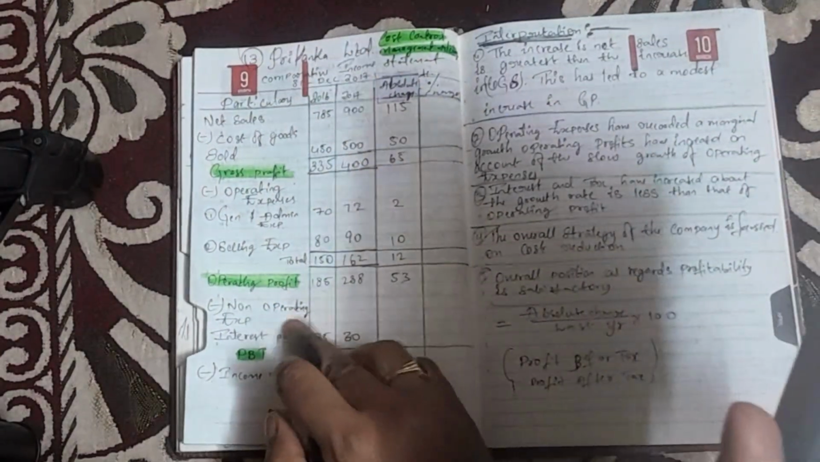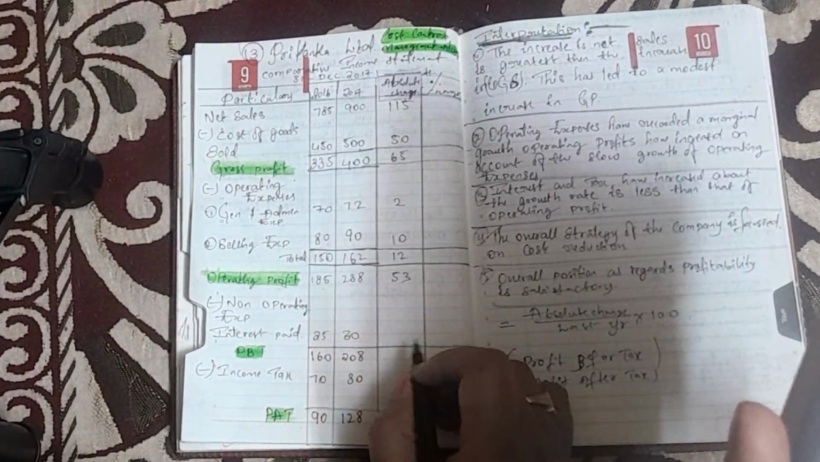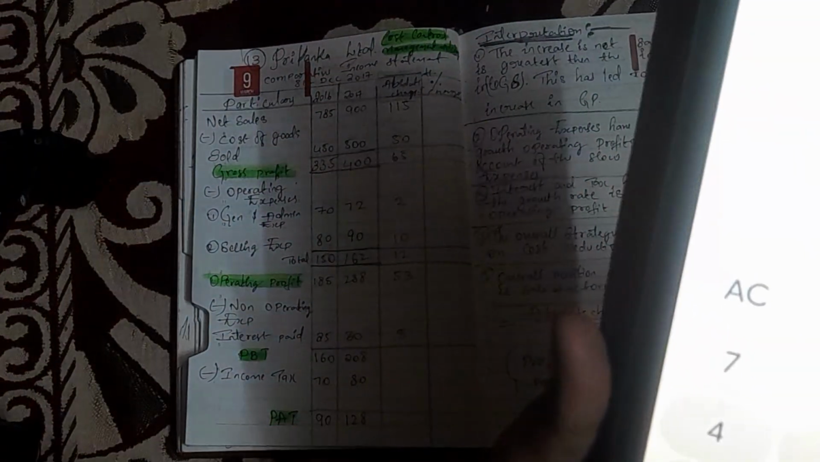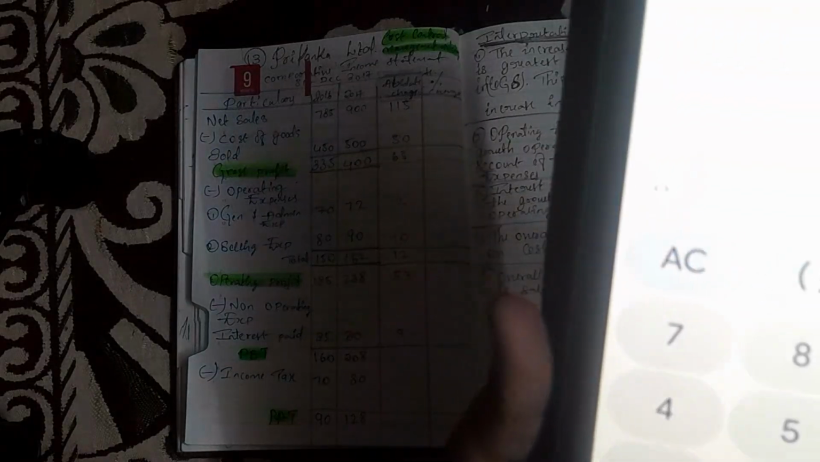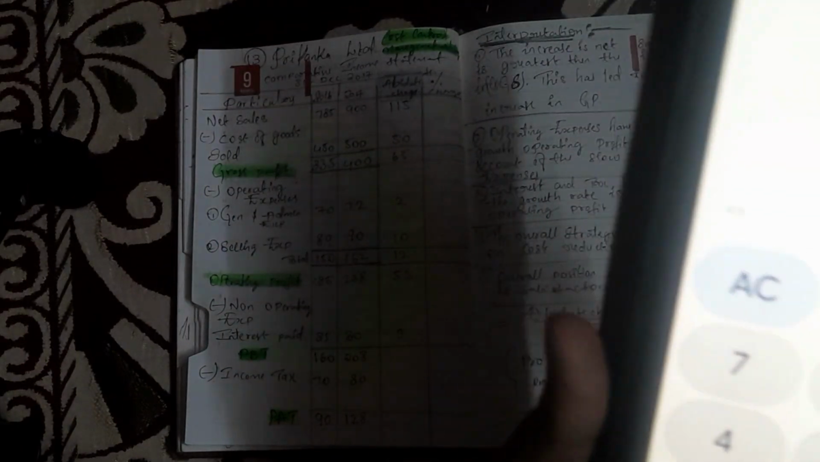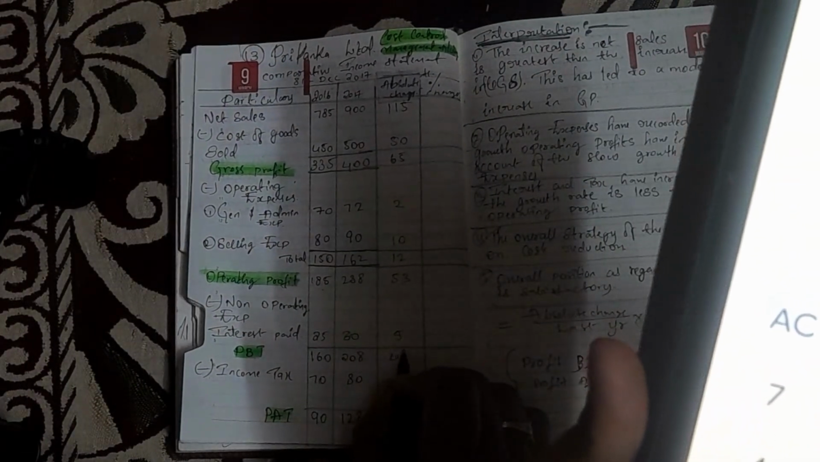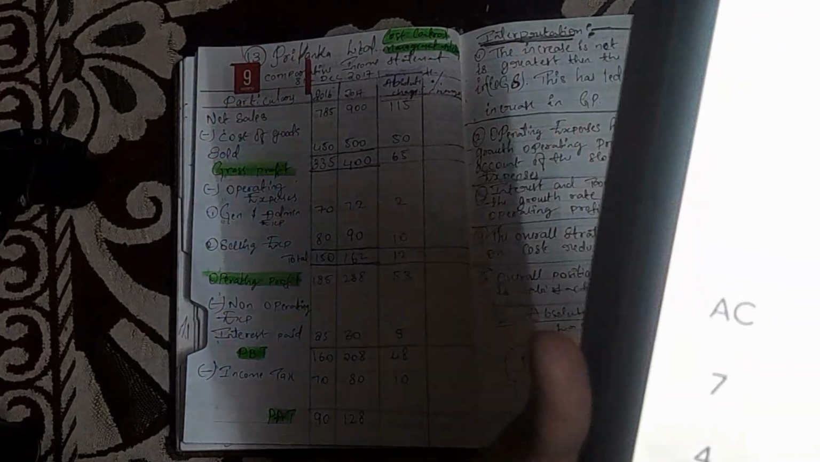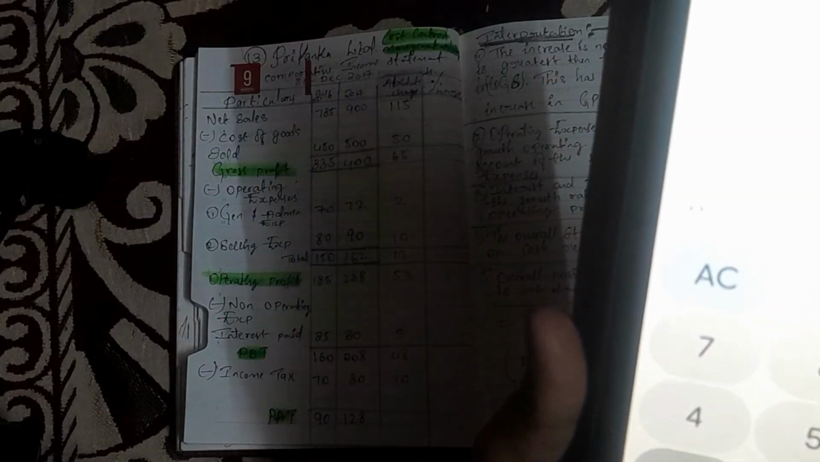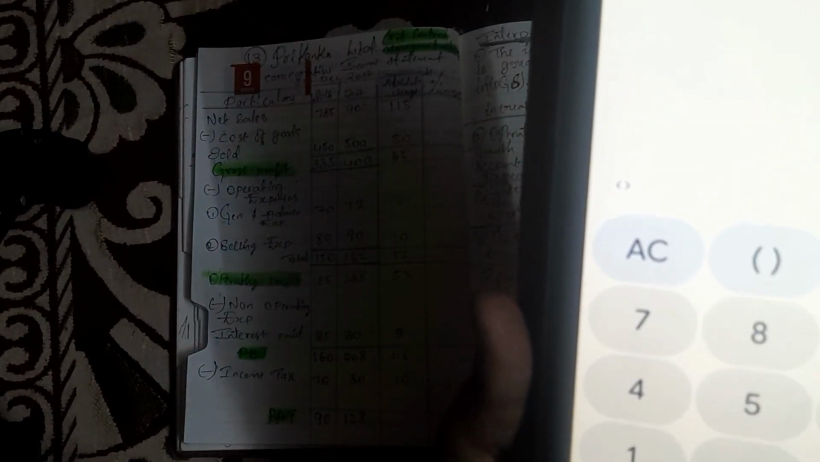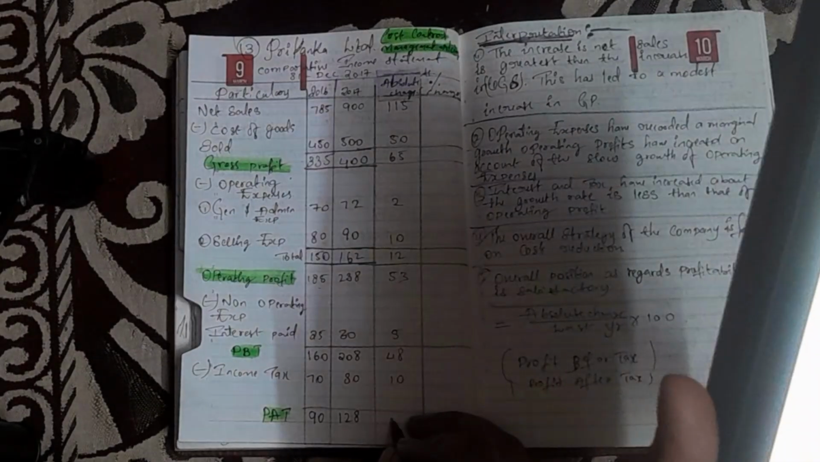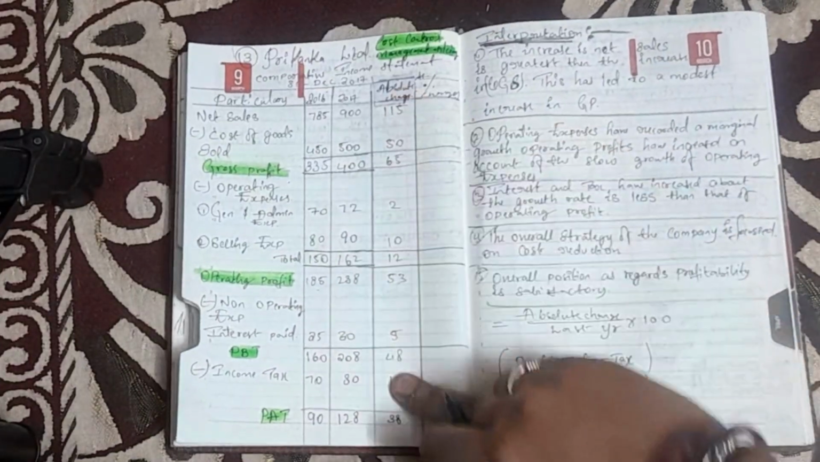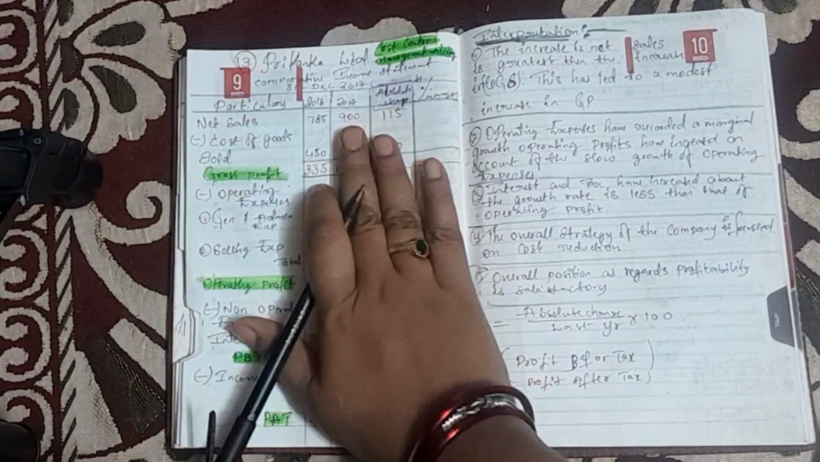Now non-operating expenses, we are saying 30 minus 25, 5. And 208 minus 160. How much you got? 48. 80 minus 70, 10. 128 minus 90. How much you got? 38. This we call the absolute change in a comparative income statement.